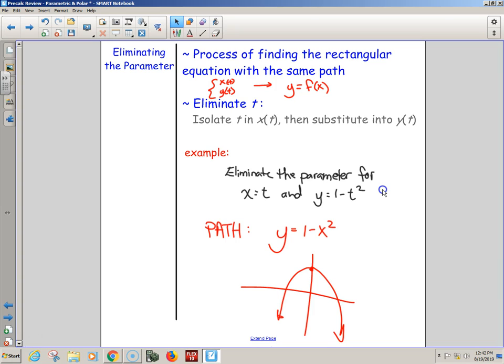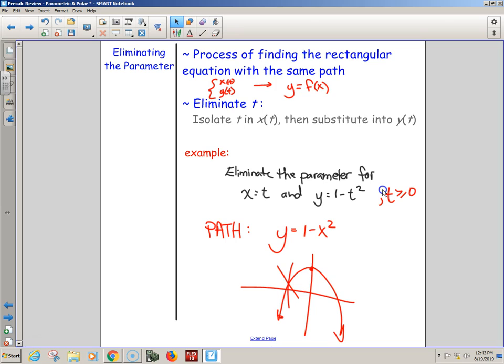The time. So if I was looking specifically at something like, for instance, t greater than or equal to 0, it's not even over here, right? It's only over there.